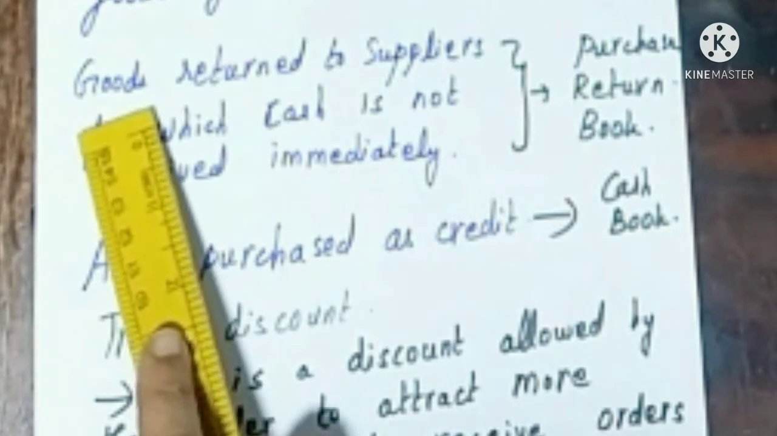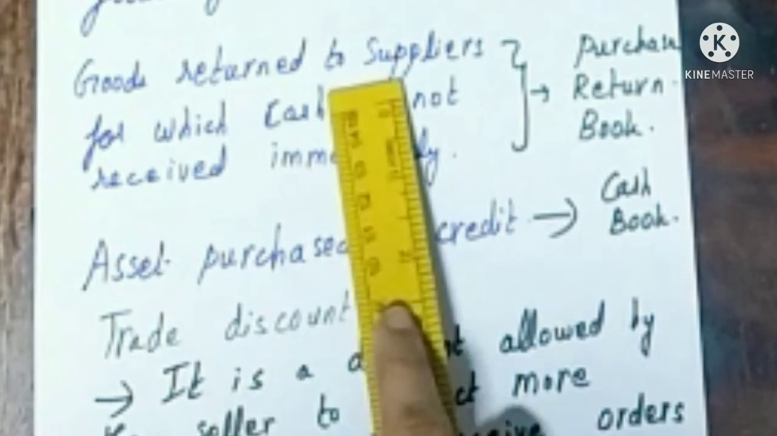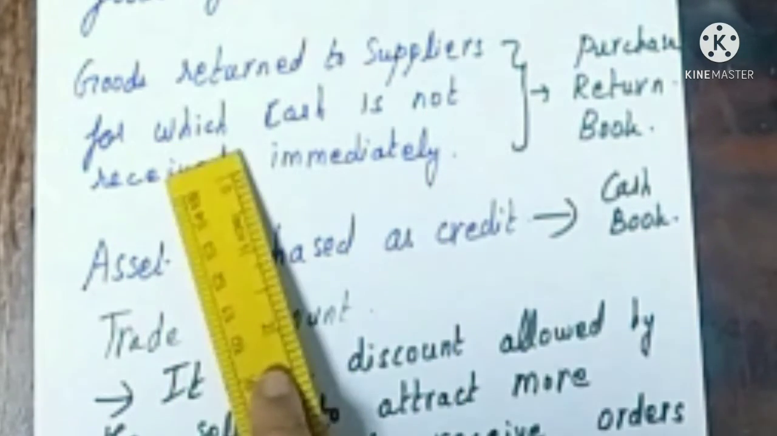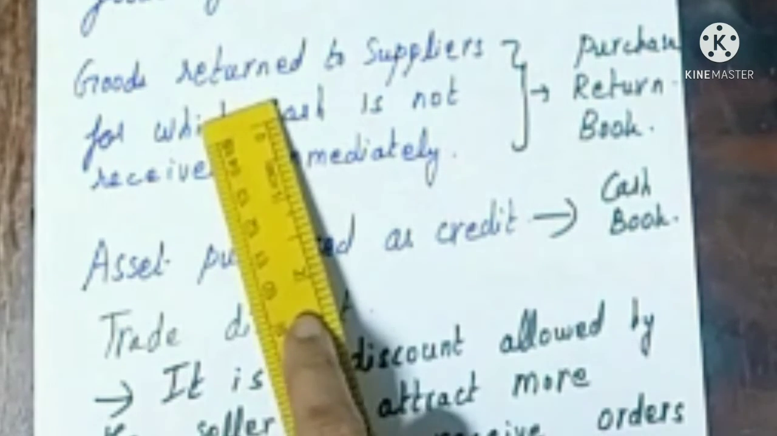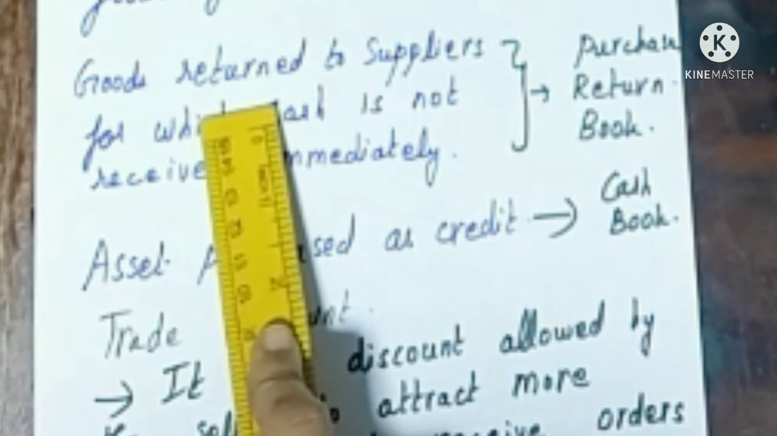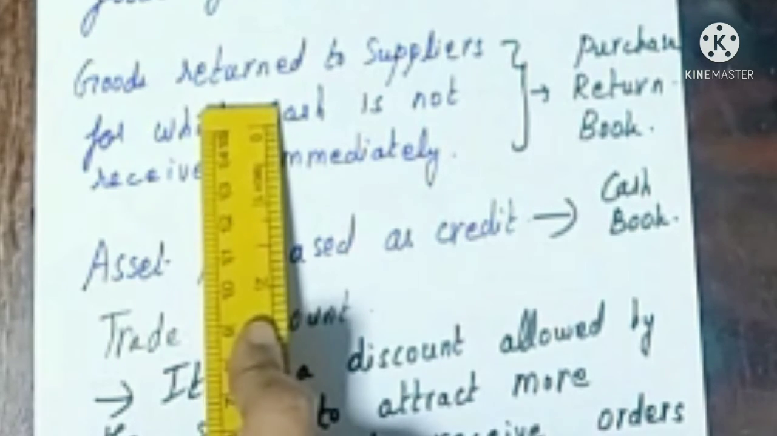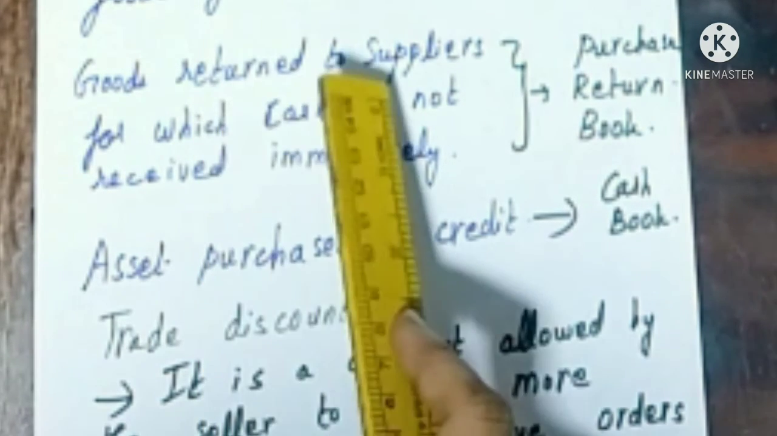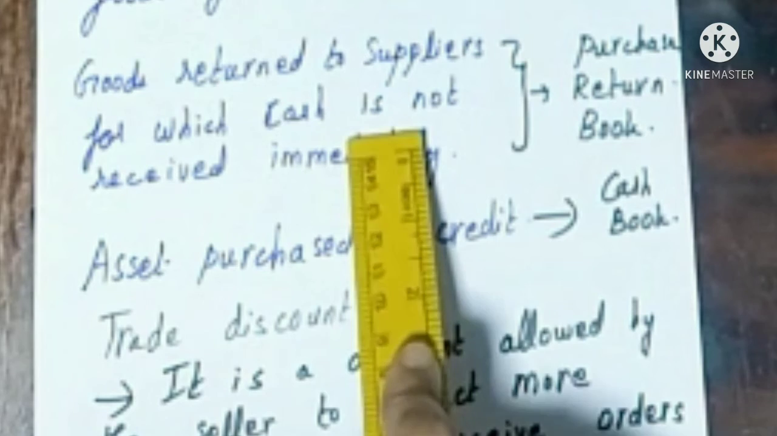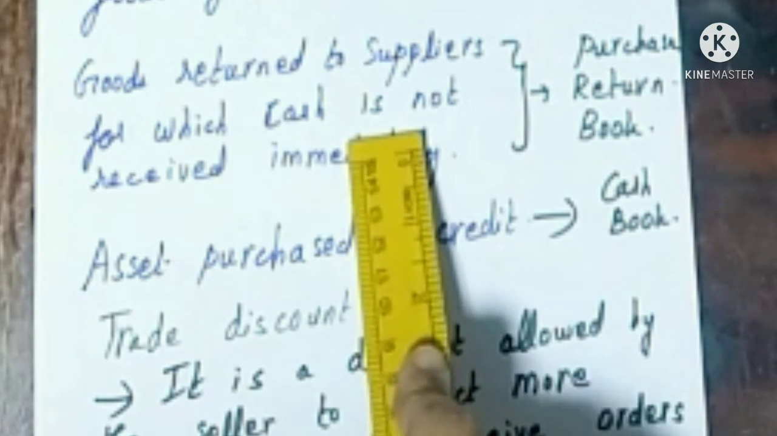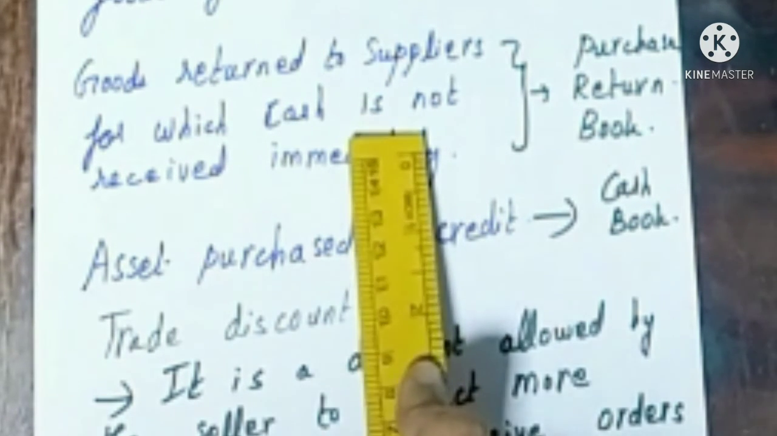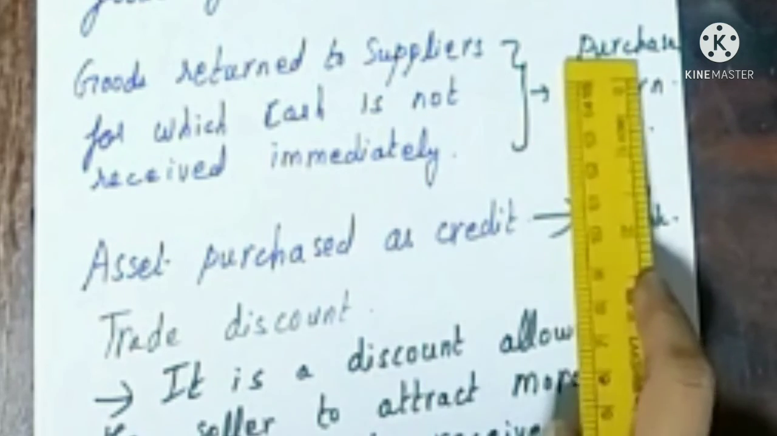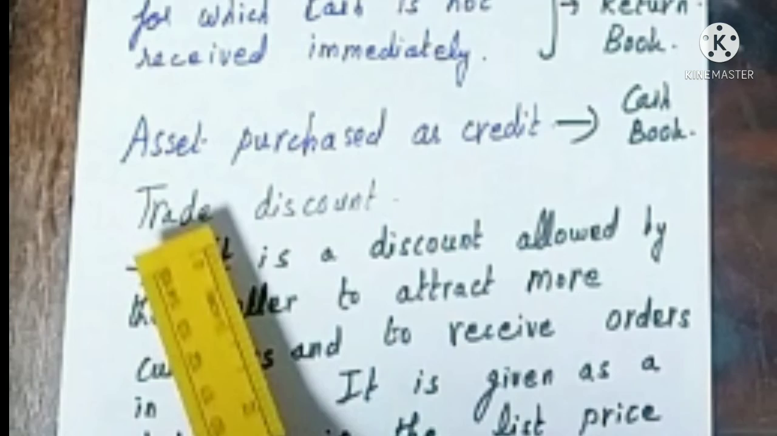The next transaction is goods returned to suppliers, for which cash is not received immediately. When goods are returned to suppliers, it is called purchase returns. That means the goods we have purchased from our supplier, if found defective, will be returned to the supplier. It is called purchase return. So this transaction will be recorded in purchase return book.